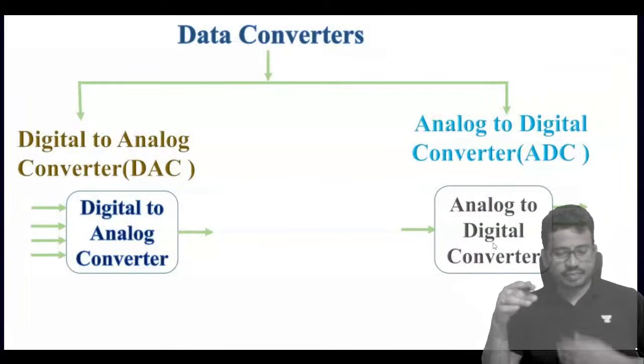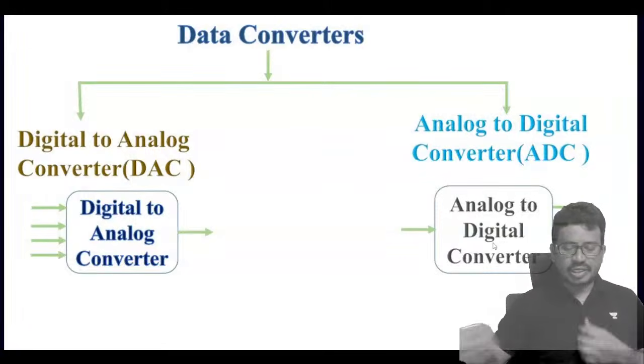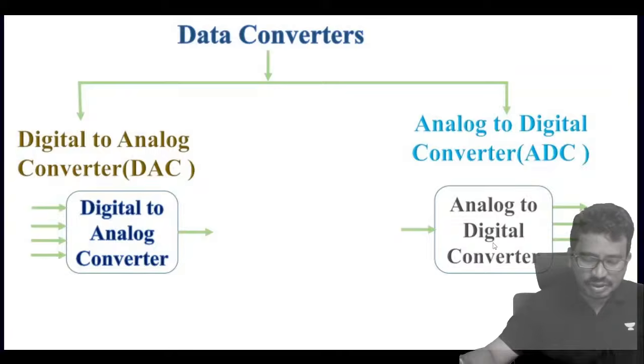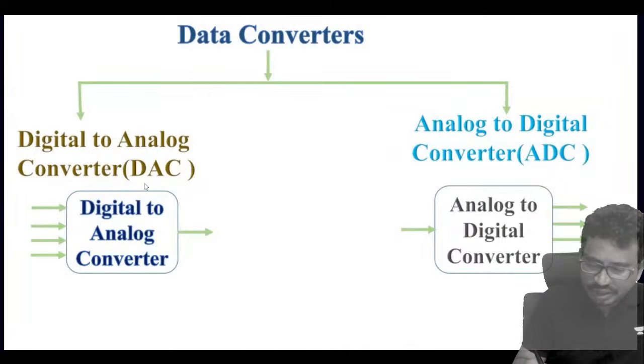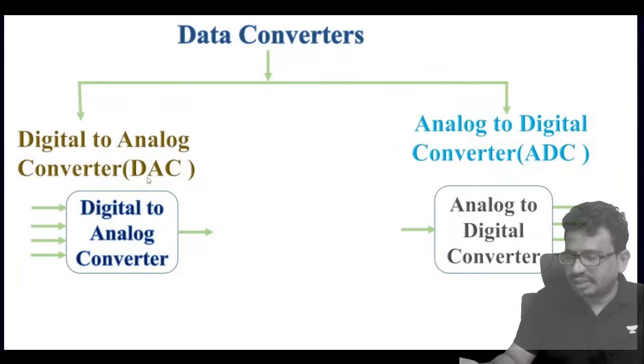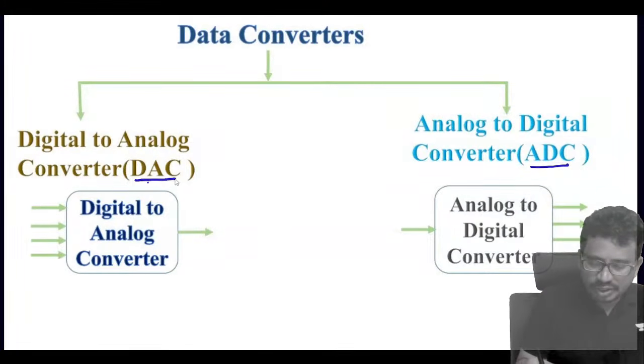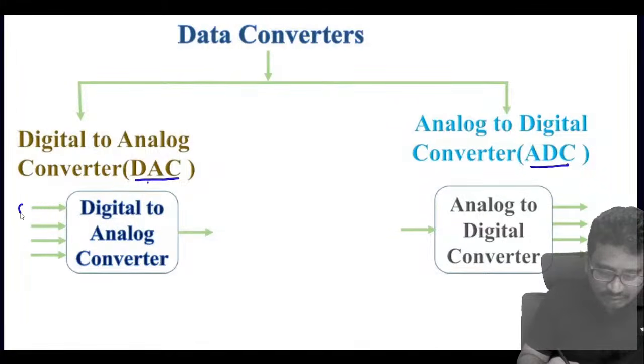Now, data converters, you can have a look here. We are talking about the first one, DAC, digital to analog converter, and the analog to digital converter. So in the DAC, what is the input to be given? You tell me now. Here this is the digital input that will be given.